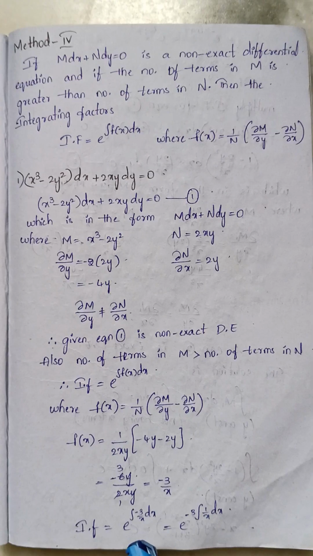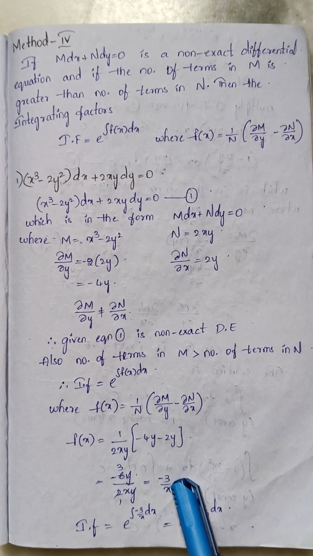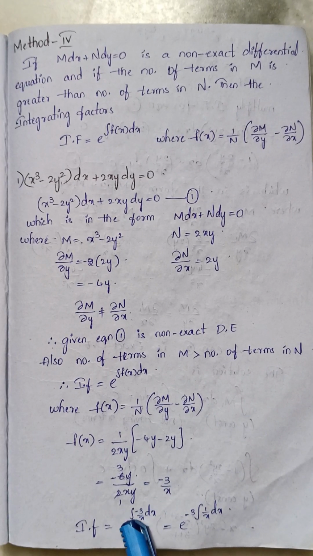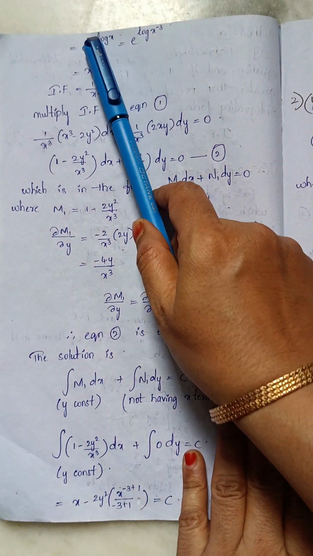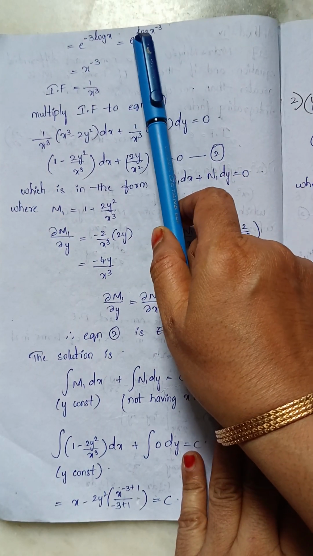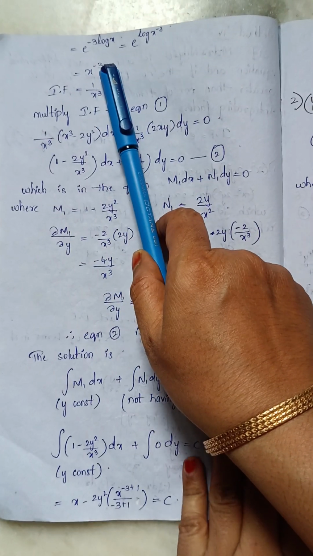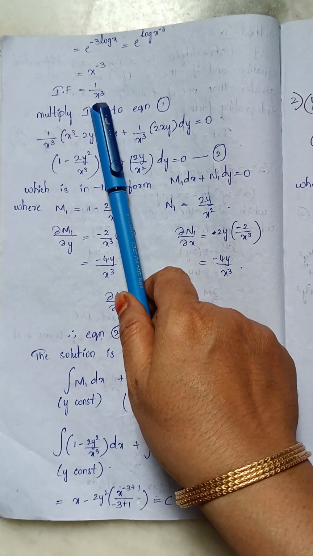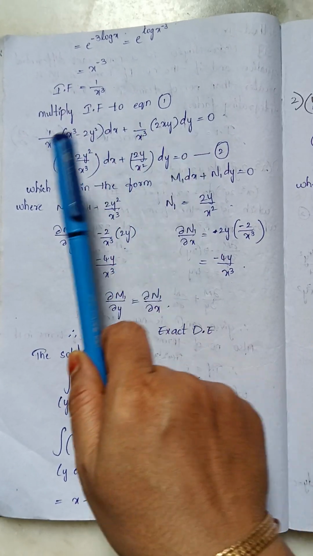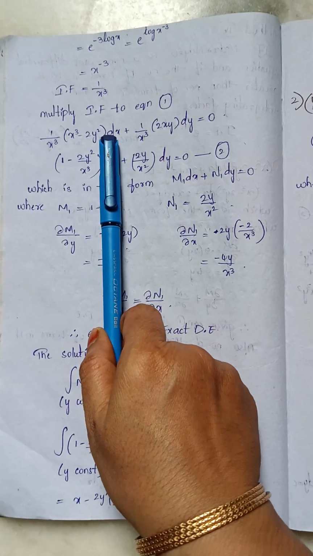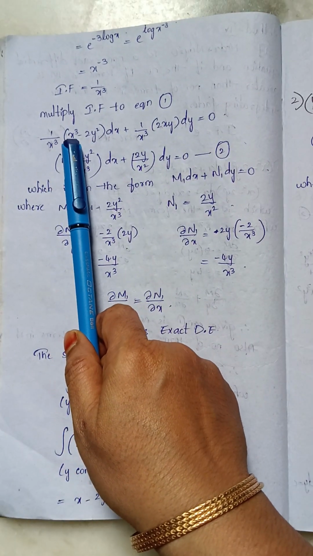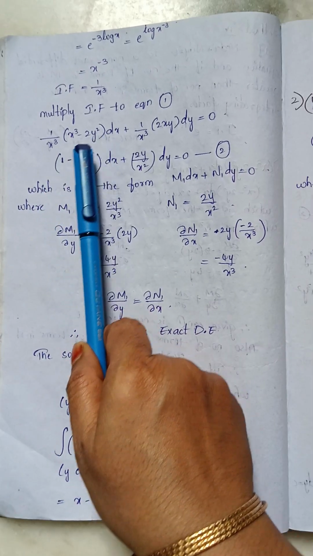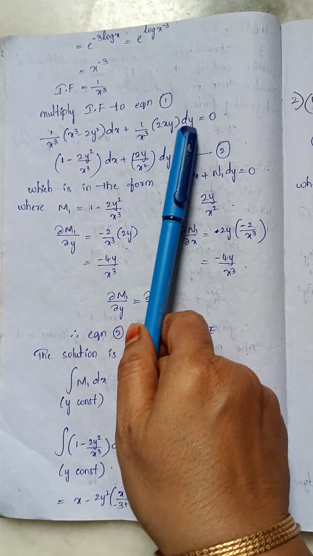Now the integrating factor is e power integration f of x into dx. Minus 3 integration 1 by x into dx is log mod x. Then take minus 3 as the power, and e power log of any function is that function, so x power minus 3. Now multiply the integrating factor to the given equation, then 1 by x cube into the first term plus 1 by x cube into the second term. After splitting these terms, x cube by x cube is 1, 2y square by x cube, similarly for the second term.